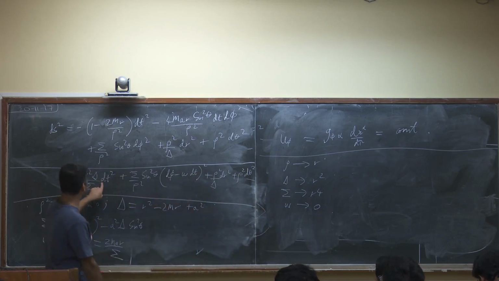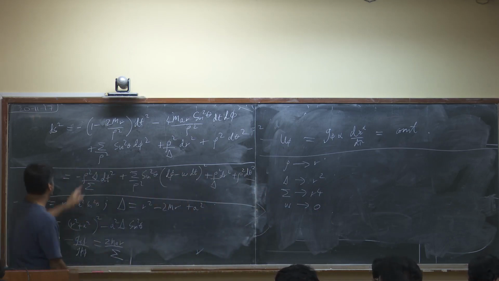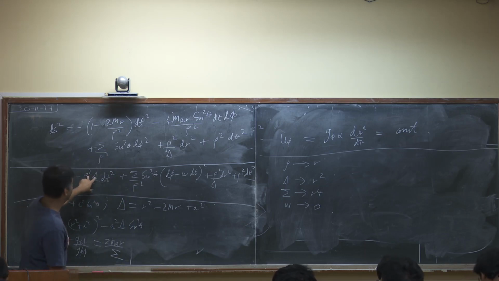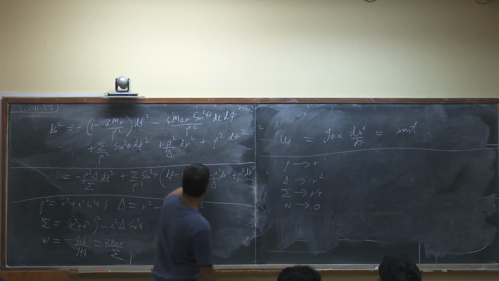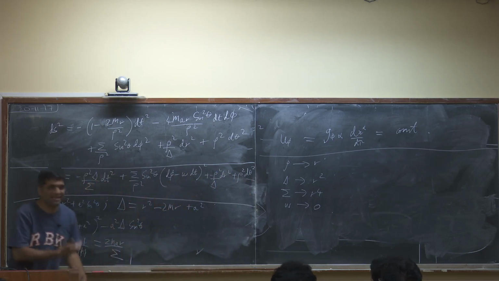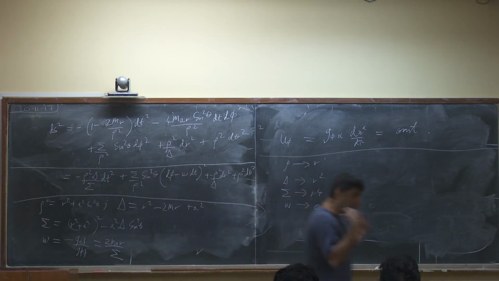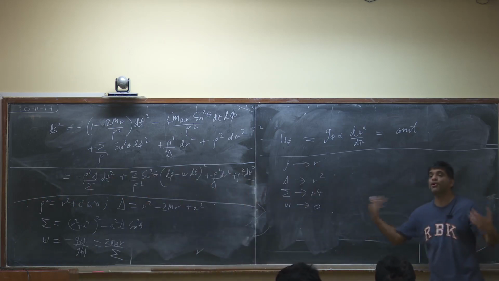Let's look at this form of the metric. Rho squared delta by sigma goes to r squared by r to the 4, so that's 1. Omega goes to 0, so that's just d phi. Sigma by rho squared is r squared. Rho squared by delta is 1. Rho squared d theta squared is r squared. You see that it's just flat space. So this coordinate system is constructed to manifestly be flat space in polar coordinates at infinity.